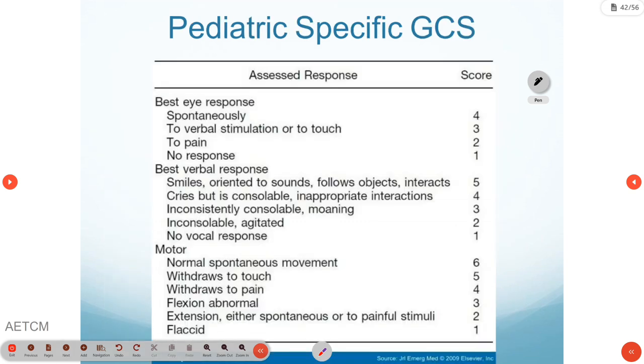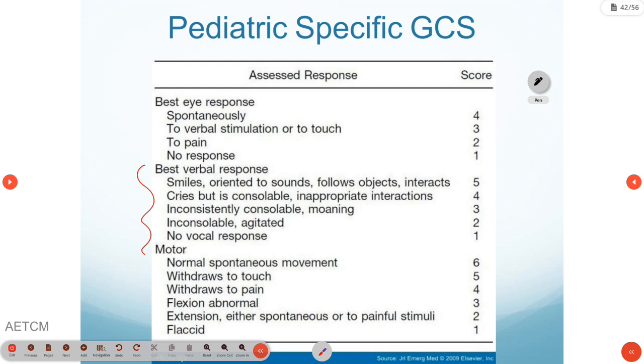Then this one you have to remember, that is the pediatric specific GCS. Compared to the adult GCS, we will have a difference in the verbal response. Rest everything is the same. For the verbal response, 1 is the same, no vocal response. 2 will be inconsolable, agitated. 3 will be inconsistently consolable and moaning. 4 will be cries but is consolable, inappropriate interactions. 5 will be smiles, oriented to sounds, follows objects and interacts.